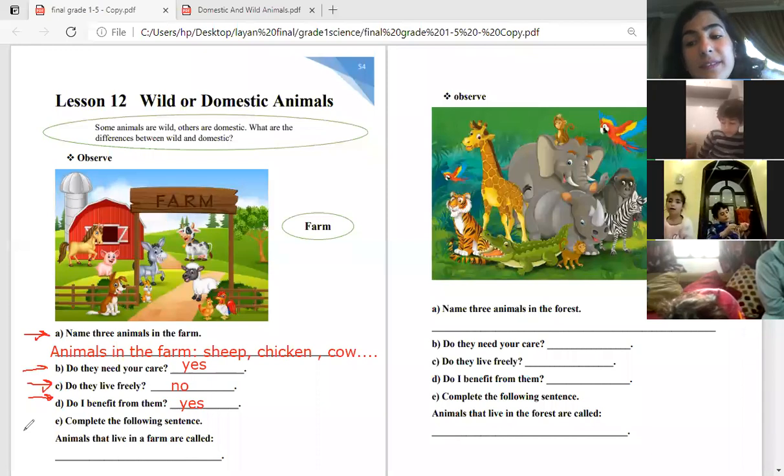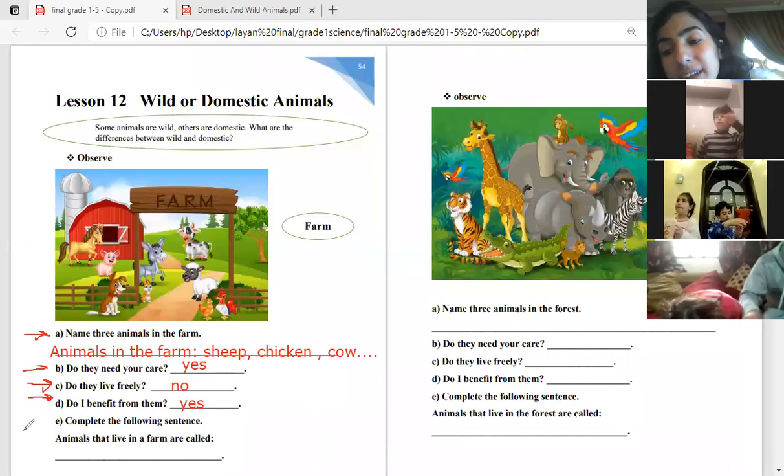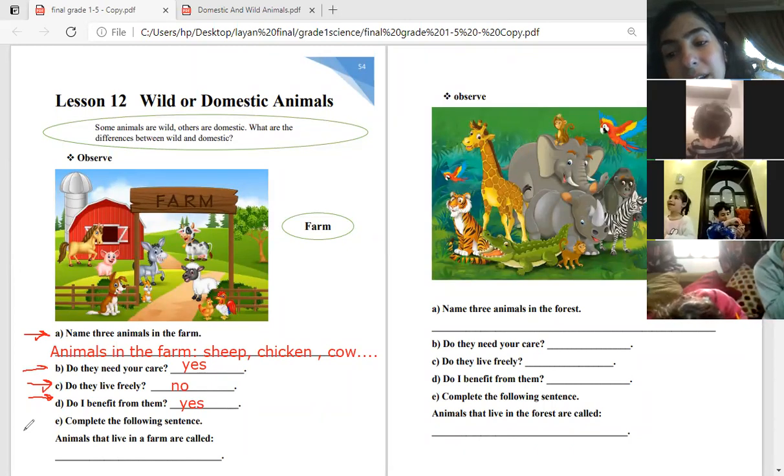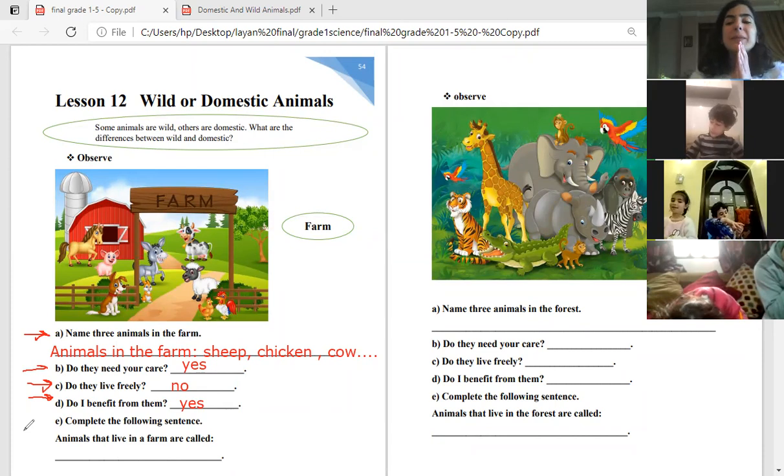Live in the farm. Domestic or wild? Domestic. Excellent. So animals that live in farm or in our house, like dog and cat, are domestic animals.